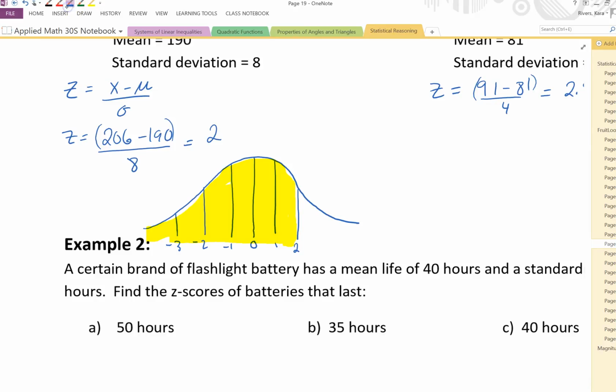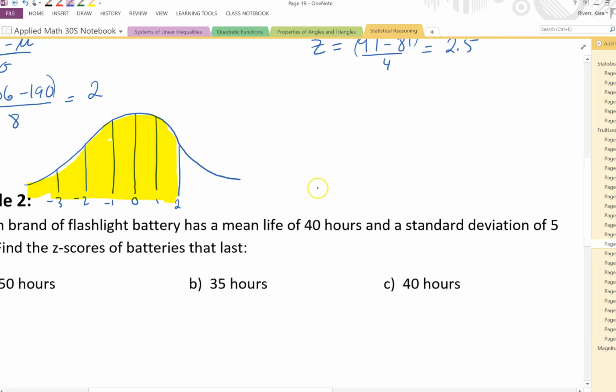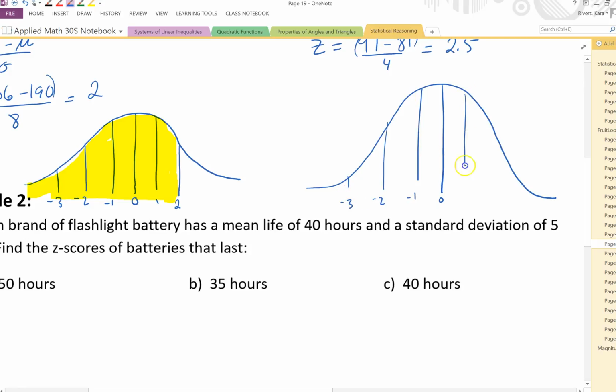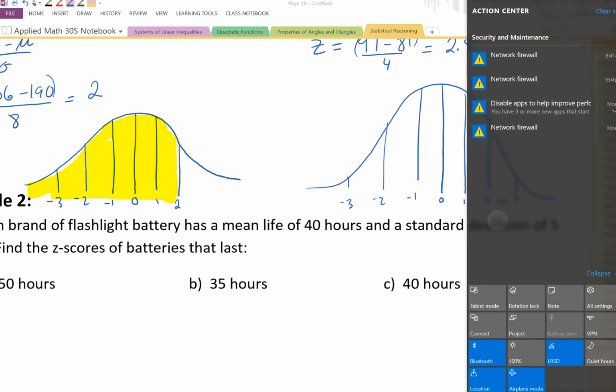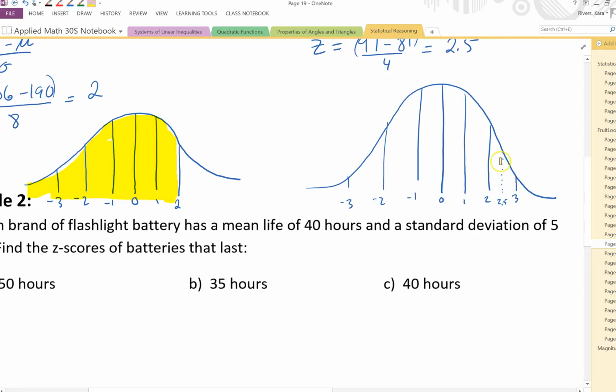Now, if we were to draw that for this other person, it would look very similar, except we're not going all the way to 3, because this person only has a Z-score of 2.5, so that would be in between. So that would be up to and including 2.5.